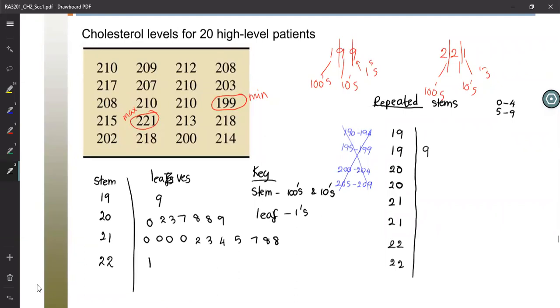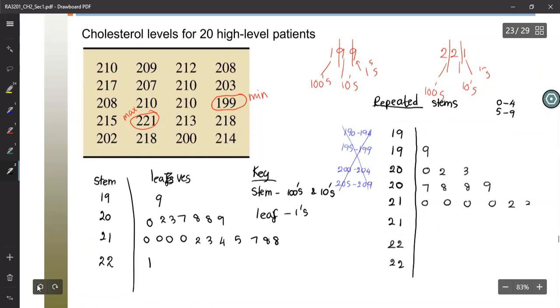Okay, then comes 20, the first half: 0, 2, 3. Then comes 7, 8, 8 and 9. 21, first half: 2, 3, 4. Next half: 5, 7, 8, 8. 22, 1. There's nothing for 22 up to that, but you leave it there. Okay. Now, what do you think? It's better than the previous one, right? See, it's a nice symmetric one.